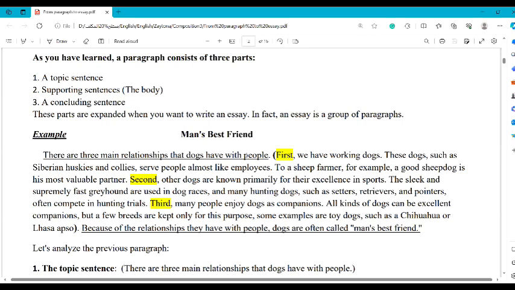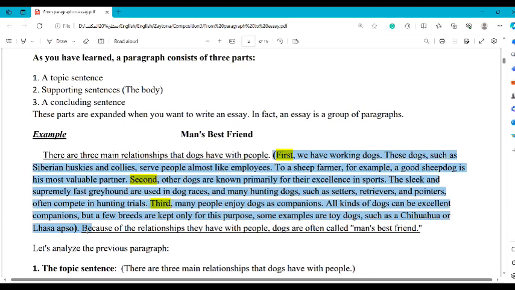We are talking about the three relationships of dogs with people. So the first one supports the topic sentence. Second one, the same. Third one, the same. Okay, so we are talking about just one idea, which is the relationships of dogs with people. Okay, so those sentences are called supporting sentences or the body.